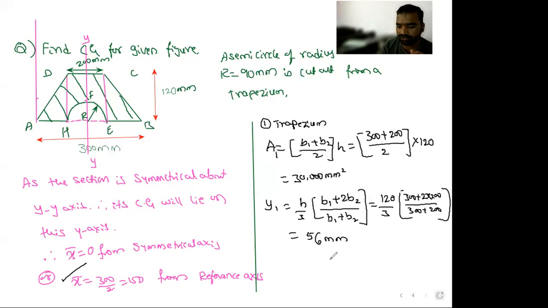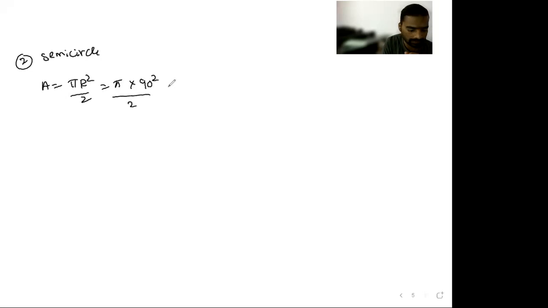So next one, what is the section? The second section, the semicircle, correct? What is the area of the semicircle? Pi r square upon 2. Pi is given, r is equal to 90 is given, 90 square divided by 2. So I am getting 4050 pi. I am keeping the pi value as it is. If you want to substitute, you can substitute and calculate. For my understanding, I have taken it as it is.